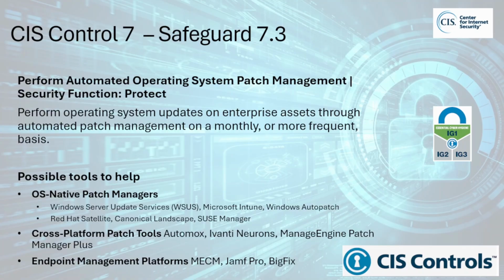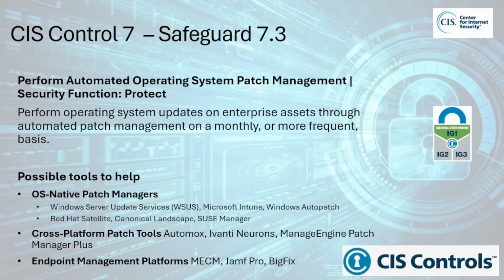Why is this important? 1. Unpatched operating systems are a top target for attackers and malware. 2. Manual patching is time-consuming, error-prone, and inconsistent. 3. Automation ensures faster response to critical vulnerabilities. 4. Supports compliance with security standards and regulations. 5. Reduces the attack surface and strengthens baseline system security.